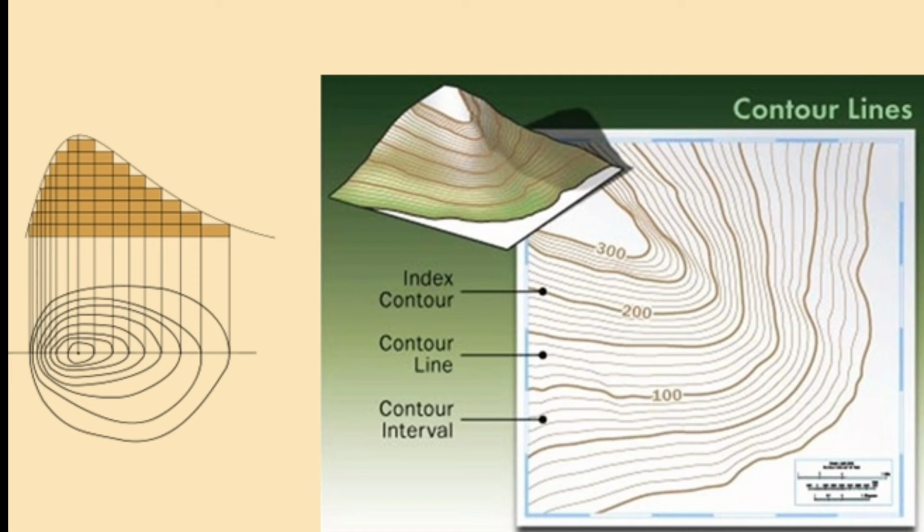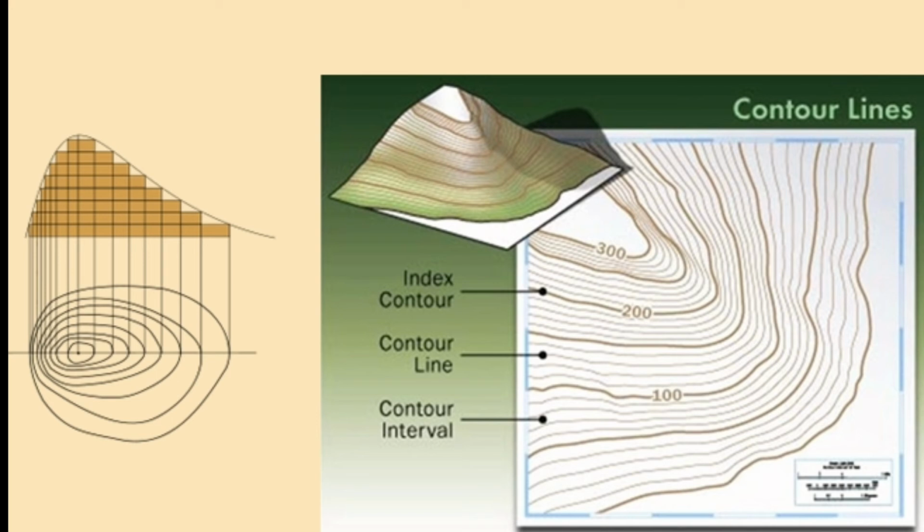Contour lines are shown in irregular shapes. Why? Because it depends upon the landform. And these lines cannot cut each other. And the distance between two contour lines will depend upon the landform.